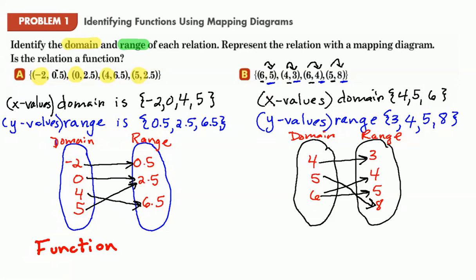Alright, next thing is, what is the relation of function? So what you need to do is look at all these values and determine if x repeats itself. So let's look at x now. So here we have 6, 4, 6. So notice right here that the 6's right here are being repeated. Okay, remember, x cannot repeat. Because this did happen, we're going to go ahead and say that this is not a function.